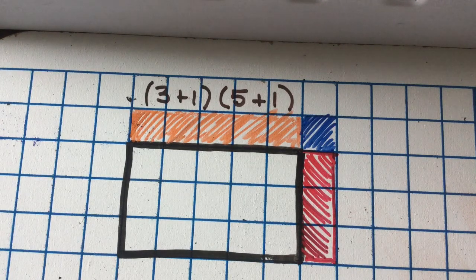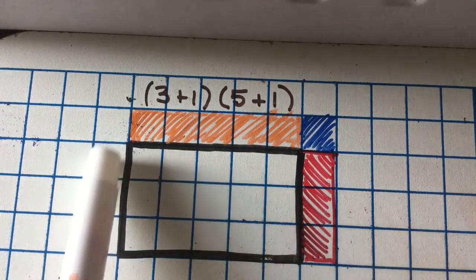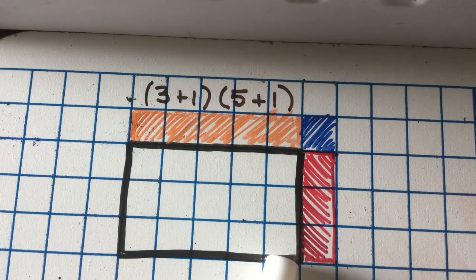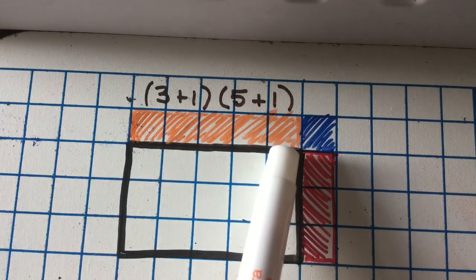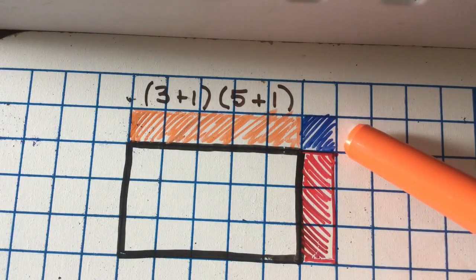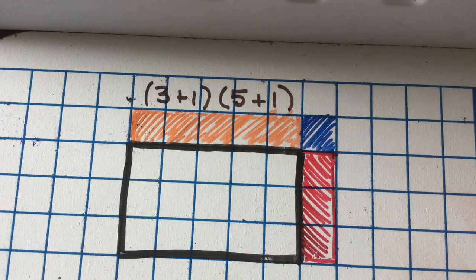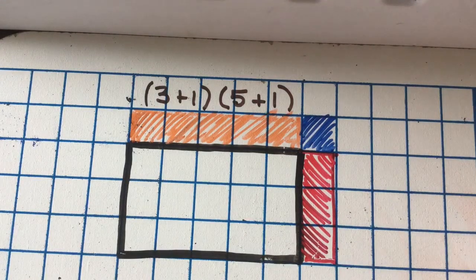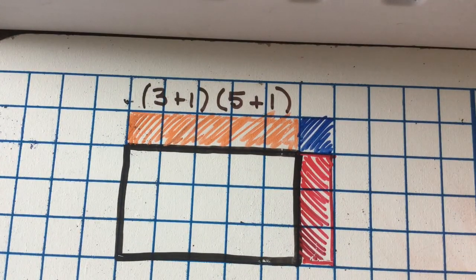Today we're going to look at distributive property and how we can show (3 + 1)(5 + 1) using this image below. Here we have a 3 by 5 rectangle surrounded by a 5 by 1 rectangle, a 3 by 1 rectangle, and a 1 by 1 square. The first thing we need to do is to distribute 3 plus 1 to 5 plus 1. I'll show you how to do that here.